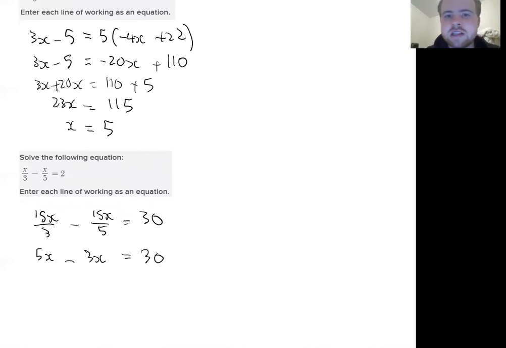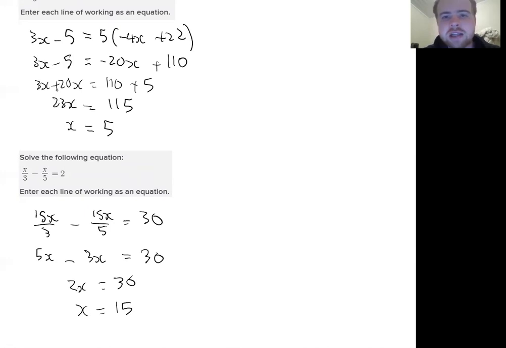And you can see, oh, this is an easy question now. I've got rid of my fractions. 5x minus 3x is 2x. And then divide both sides by 2, x equals 15. We've got x on its own. So with 2 fractions, you need to multiply by a common multiple so that you can get rid of the fractions both at once in the next step.